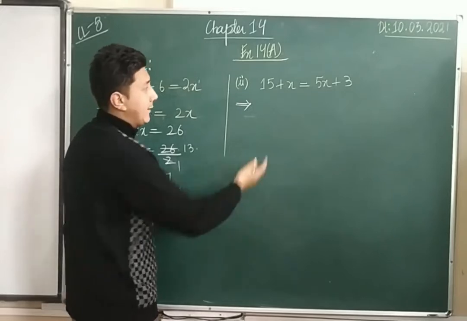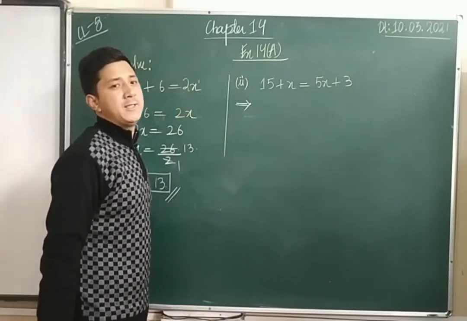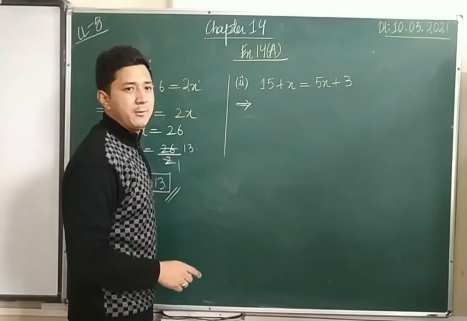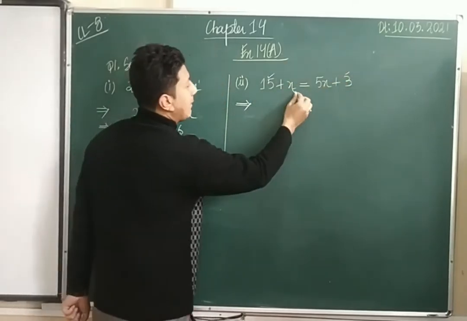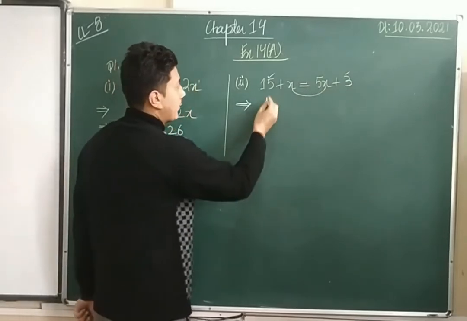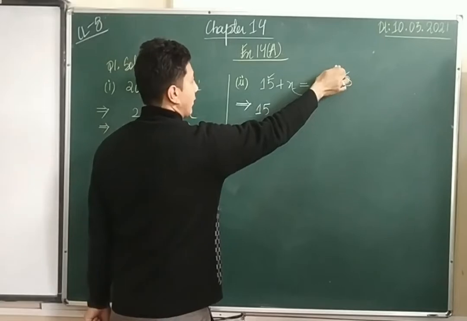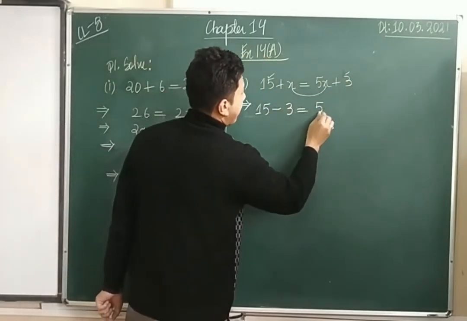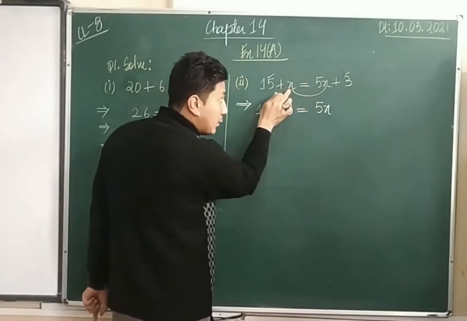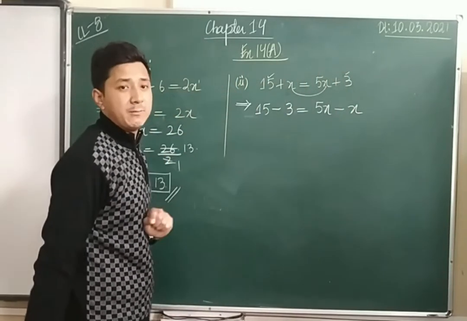Let's again verify. What is the power of x? 1. How many variables? One variable. So it is a linear equation in one variable. How will I solve it? Keep the numbers together and keep the x terms together. So I'll write this as 15 plus 3. When it goes to the other side, it becomes minus, and 5x, when it goes to the right hand side, it becomes minus.